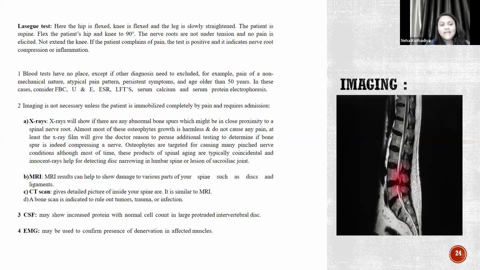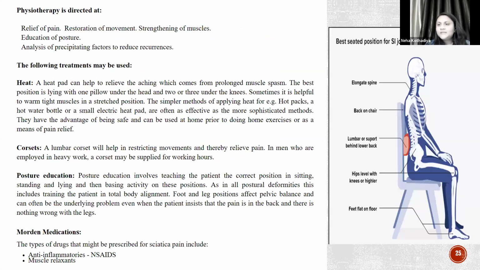We can do X-rays, MRI, CT scans, or sometimes other imaging. Sometimes the patient may get relief from physiotherapy: relief of pain, restoration of movement, or strengthening of the muscles. Analysis of the contributing factors to reduce recurrence.